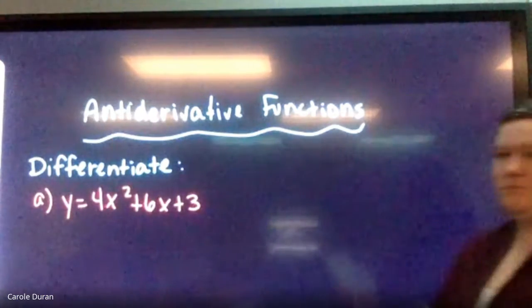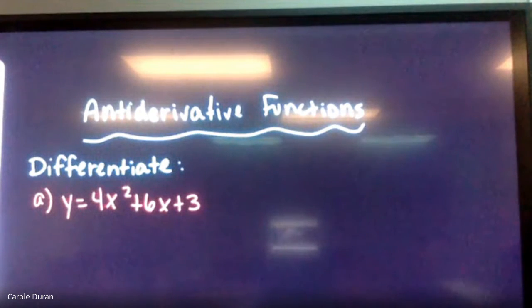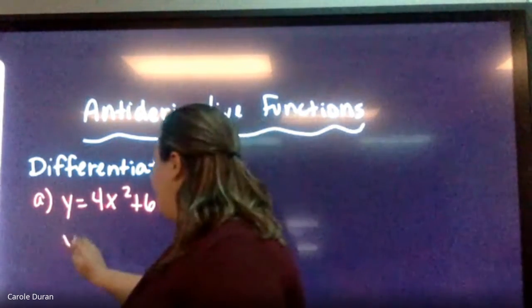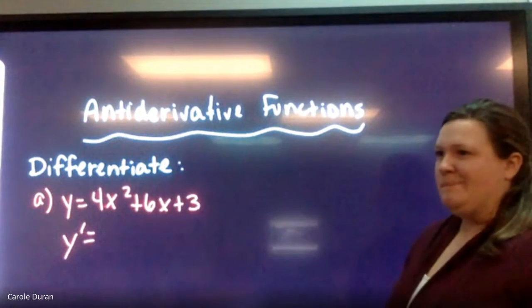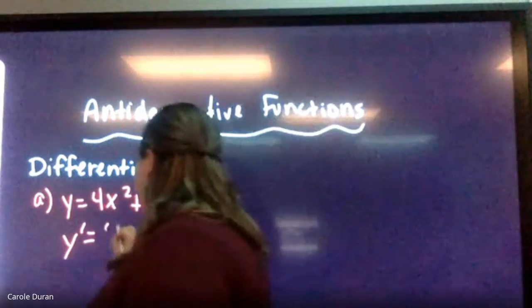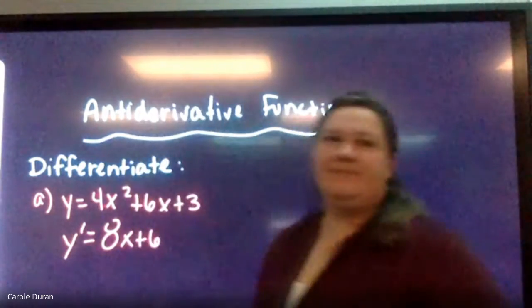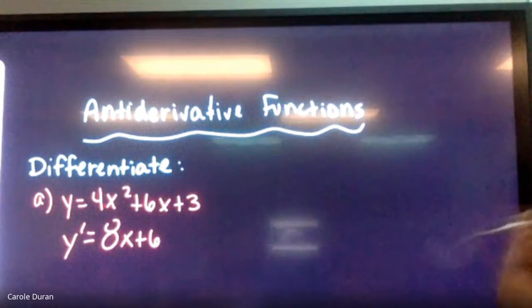Okay, so we're going to start with taking the derivative of functions because we haven't done that in a while. So the first thing we're going to do is differentiate y equals 4x squared plus 6x plus 3. What's that going to be? 8x plus 6. Anybody have any issues with that? Right, we just took the derivative using the power rule.